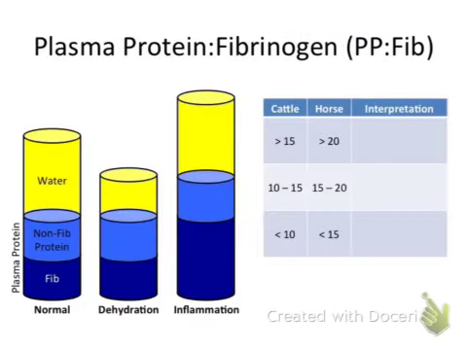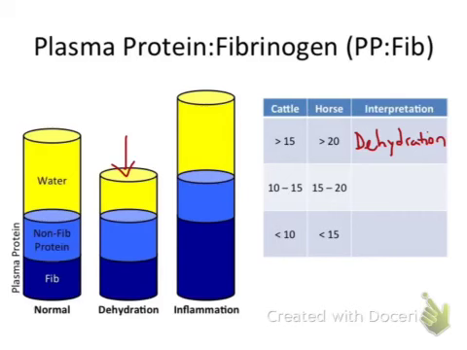To determine if hyperfibrinogenemia is caused by dehydration or inflammation, you can use the plasma protein to fibrinogen ratio. When a patient is dehydrated, the water component of plasma is decreased, resulting in proportionate and relative increases in plasma protein and fibrinogen concentrations. As a result, the plasma protein to fibrinogen ratio is normal.